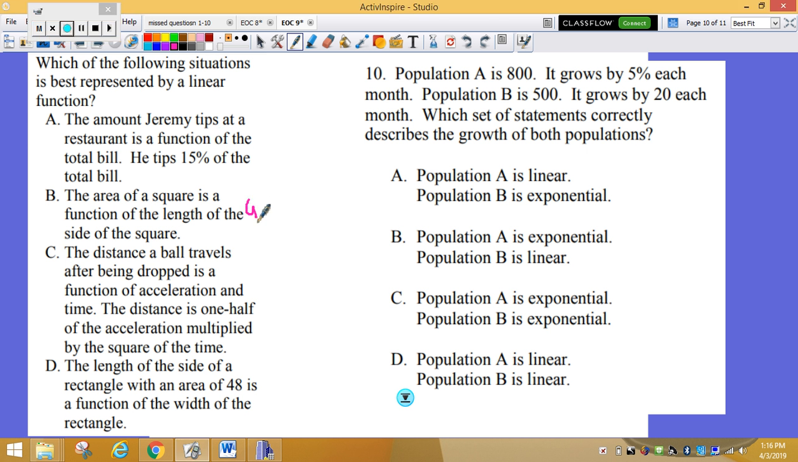Area of a square. Well, I know that's not right because area is side squared, and if it's squared, that means it's a quadratic. So B is wrong. Distance a ball travels after being dropped. Well, look, if I dropped a ball, it'd go like this. That's not linear. That's another quadratic. And again, if you didn't know that, that's what the graph would look like. It says squared. Squareds are quadratics. The length of the side of a rectangle with an area of 48. Well, again, we're at area, and area is a squared. So this one is going to be A.